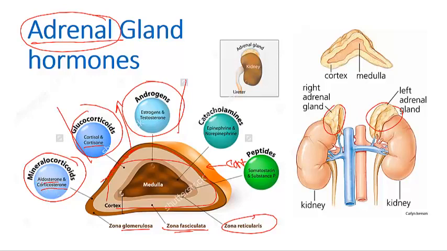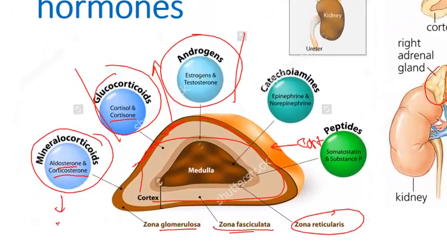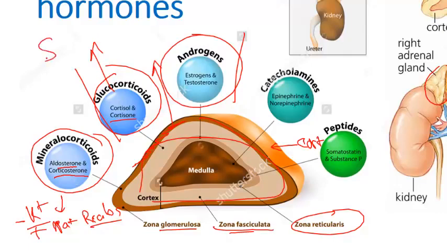Aldosterone causes the reabsorption of sodium and the secretion of potassium. The hormones belonging to the glucocorticoids are cortisol and cortisone. Cortisol regulates metabolism, regulates the immune system, and facilitates the stress response in our body. We'll talk about the stress response in much more detail in another video.